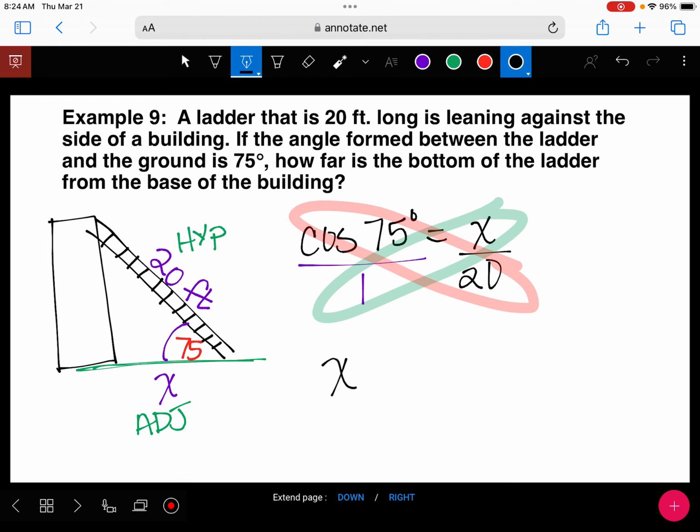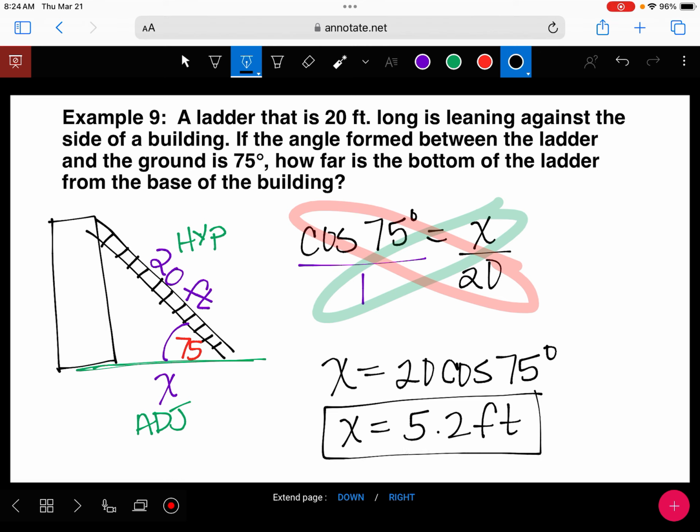So 1 times X is X, and then 20 times the cosine of 75 degrees. So type 20 times cosine 75. And you should get that it's 5.2 feet. Who had 5.2 feet?